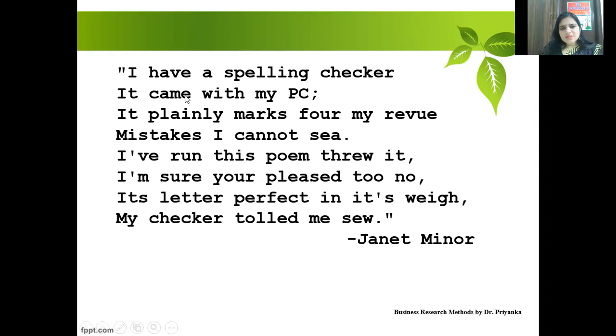For example, just have a look at it and try to understand what I'm trying to say. I have a spelling checker. It came with my PC. It plainly marks for my review. Mistakes I can't see. I have run this poem through it. Not through it, through it. I'm sure you are, instead of you're pleased to know. No means no, it is not no, it is KNOW. And two is TO, not TOO. It's letter perfect in its way. My checker told me, Sue.